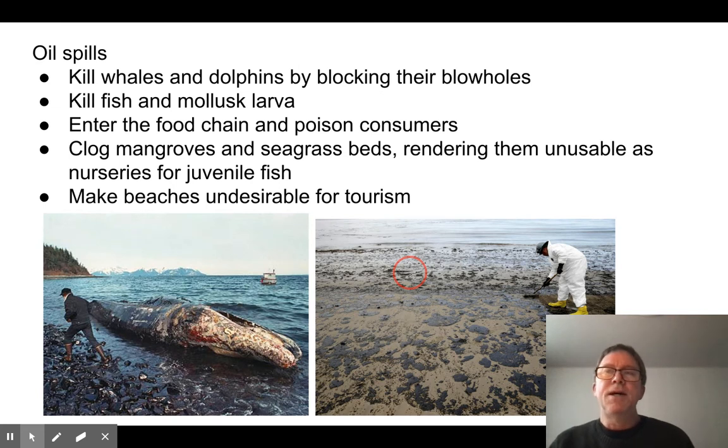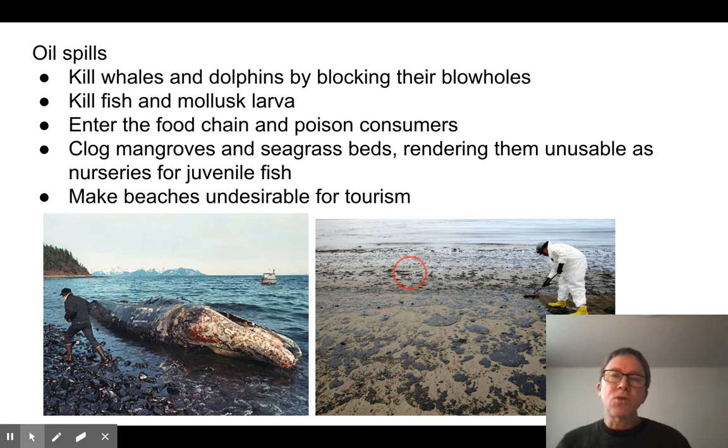Okay, so cetaceans, things that breathe through holes in their heads, like whales and dolphins, that hole can get filled up. They come to the surface, they feel they've got to the top of the water, and now they're getting oil in there, and they can't get it out, and so they suffocate. Clearly, it can kill clams and other larval organisms. It keeps them from accessing oxygen. And as I said, it's toxic, so it can get into the food chain. As it gets in the food chain, it tends to work its way up the food chain, causing more and more problems as it goes.